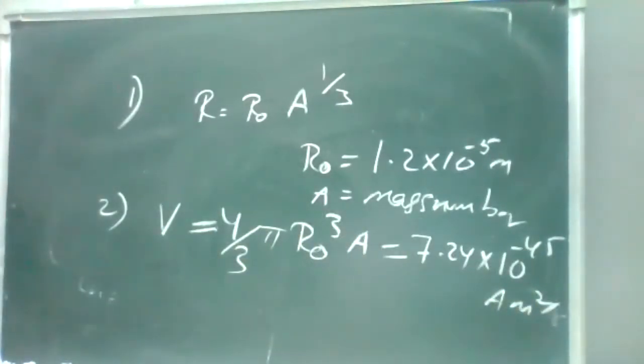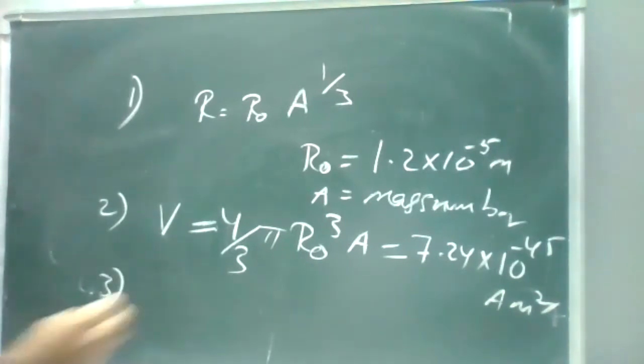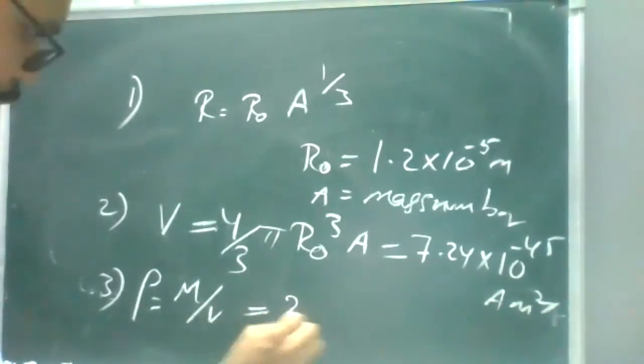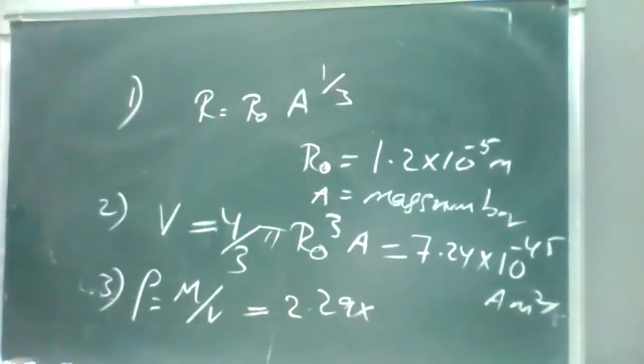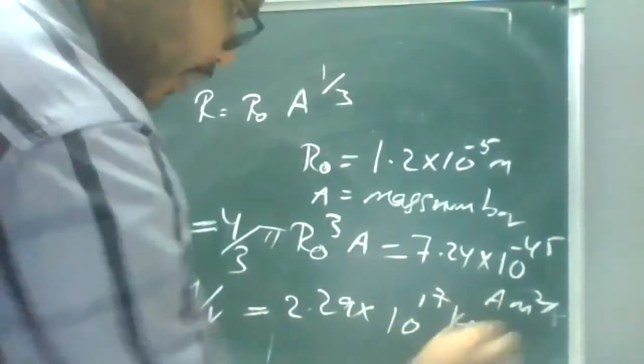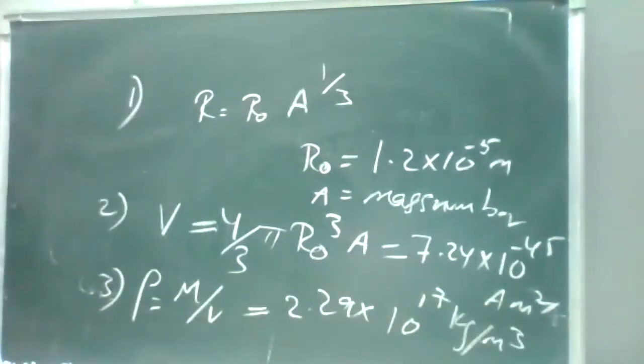Next one, nuclear density. Third one, nuclear density. Density rho is equal to mass by volume. The value is 2.29 into 10 power 17 kg per meter cube.